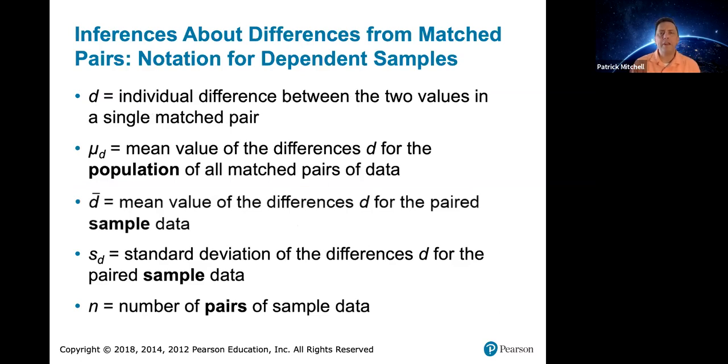The notation we'll be using in this section: D will stand for an individual difference between the two values in a single matched pair. Mu sub D will be the mean value of the differences for the population of all matched pairs. D bar will be the mean value of the differences for the paired sample data. S sub D will be the standard deviation of the differences for the paired sample data, and n will be the number of pairs of sample data.